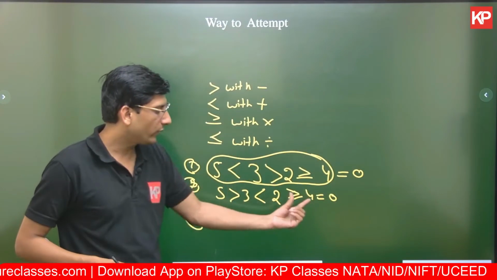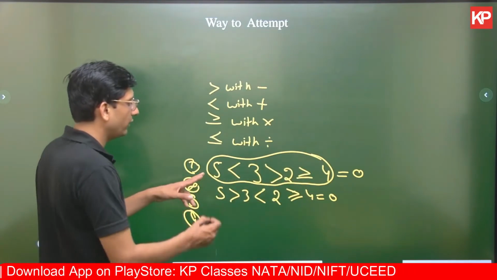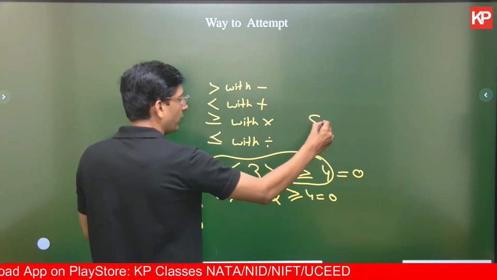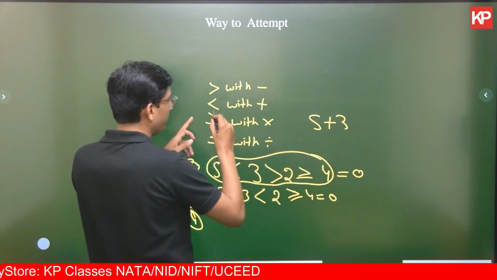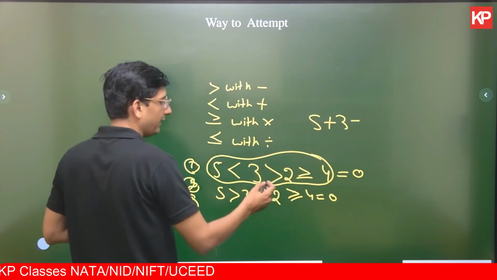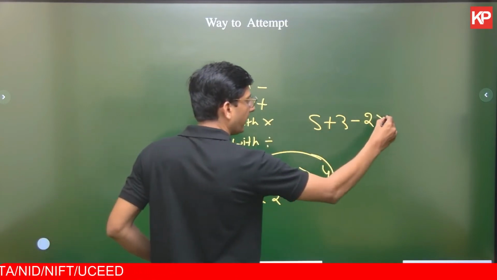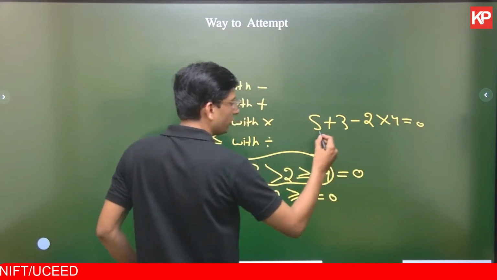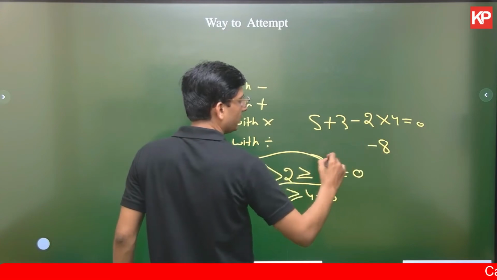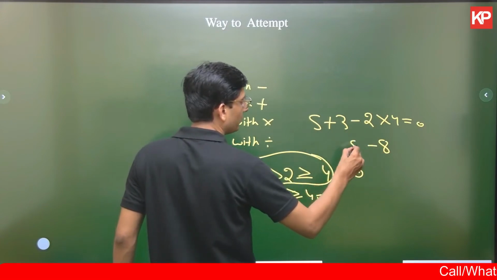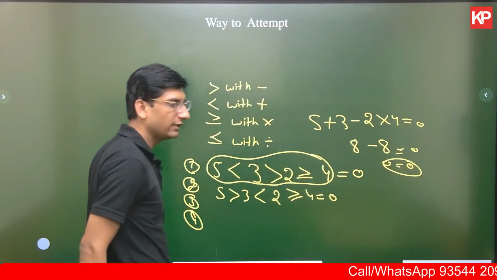If they are not equal to 0, then it is not correct. Let's solve this one. 5 smaller than basically means plus, 3 greater than means minus, and then 2 greater than or equal to means multiply, 4 is equal to 0. So this is 5 plus, okay, first multiply: 4 2s are 8. Then 5 plus 3 is 8, so 8 minus 8 is 0, meaning on both ends you have 0. So this is a balanced equation.